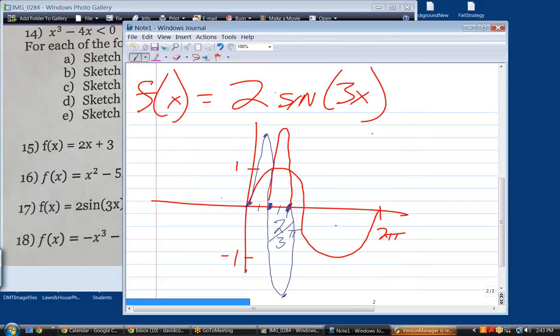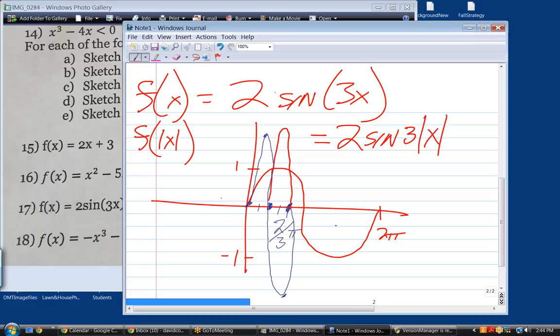F of absolute value of x. And this is the strange one. Well, again, we're going to plug in absolute value of x instead of x. So that would equal 2 sine of 3 absolute value of x. And whenever you have a positive number inside an absolute value, you can always take it out. Would it have a line of symmetry at x equals 0?